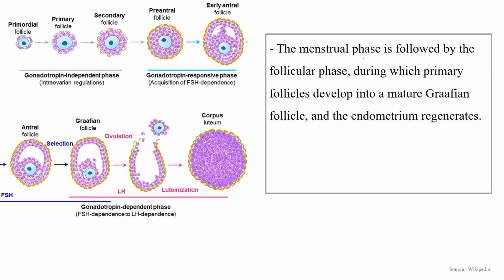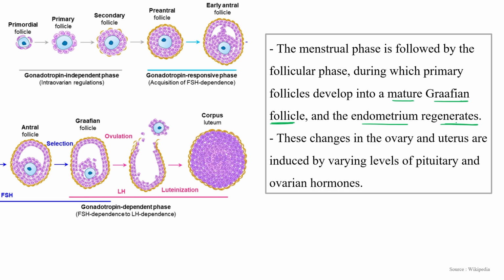So this menstruation phase is followed by the follicular phase. Just now we discussed that during this phase the primary follicle develops into a mature Graafian follicle. That's why we use the term follicular phase. At this time the endometrium starts regenerating. These changes in the ovary and uterus are induced by varying levels of pituitary and ovarian hormones.